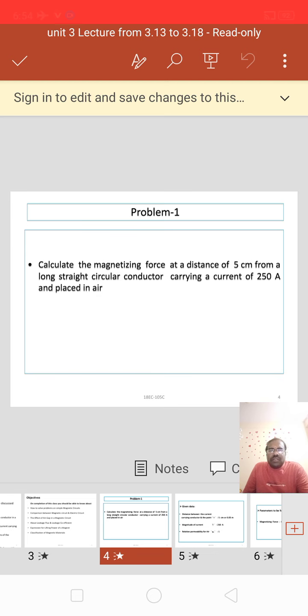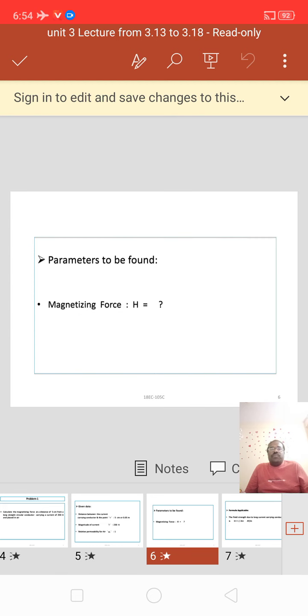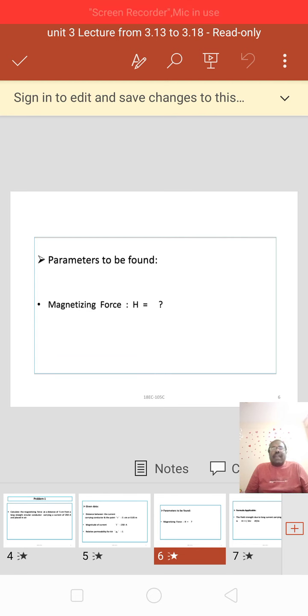See here, you have taken the carrying current I equal to 250 amperes and distance r equal to 5 centimeters, that is in meter form, 0.05 meters. Now, what is the parameter to be found in this problem? Calculate the magnetizing force. We already know that magnetizing force is denoted by the capital letter H.